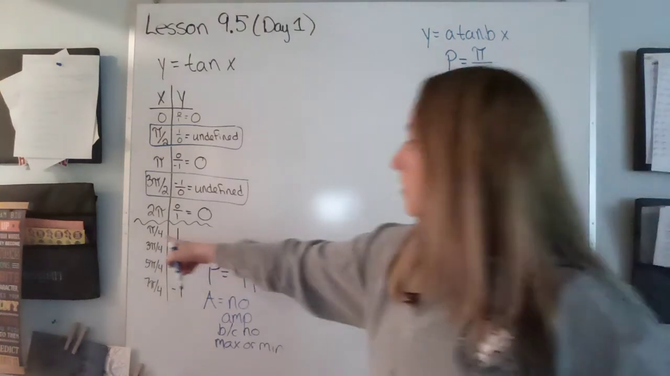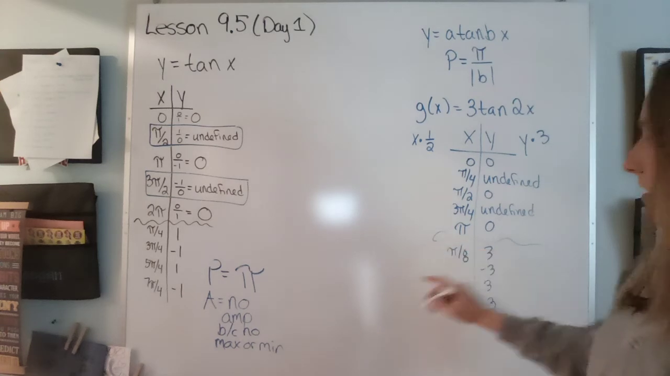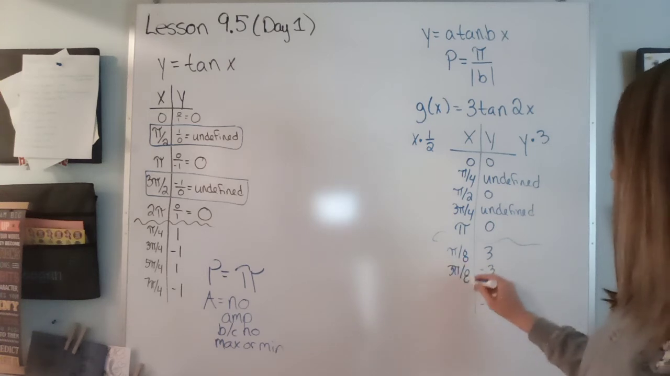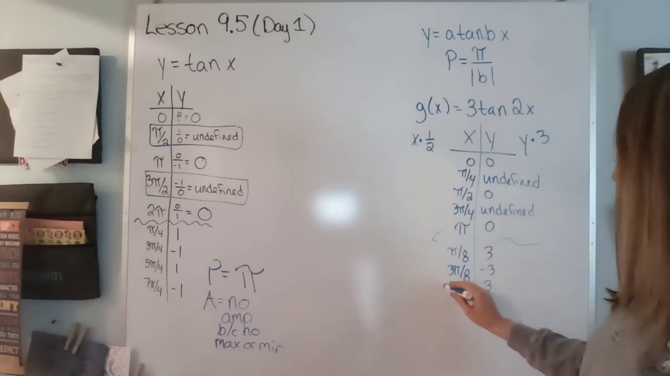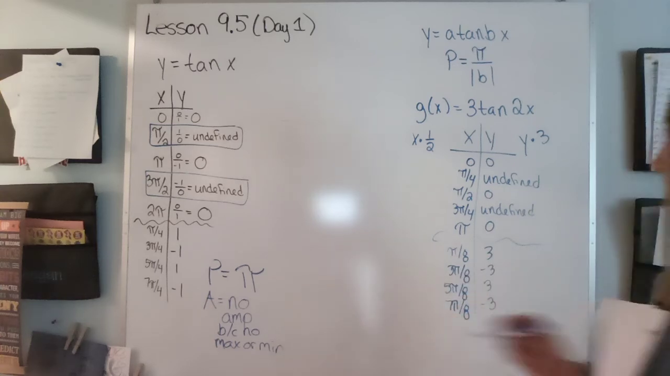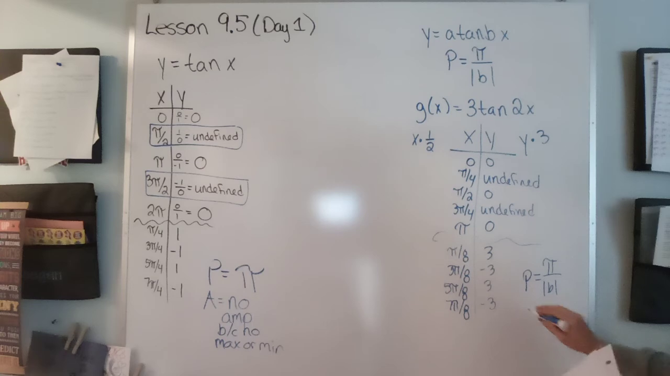Alright, multiplying all of these by 1/2 as well. You're going to have pi over 8. And then I'm going to have 3 pi over 8. And then I'm going to have 5 pi over 8. And then I'm going to have 7 pi over 8. Okay. Now for your period, your period is pi divided by the absolute value of b. The b value is 2, so your period is pi over 2. And we already talked about the transformation.